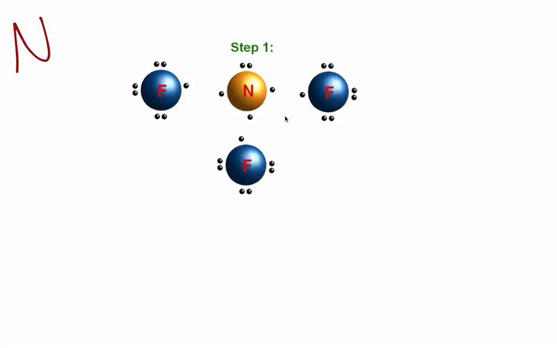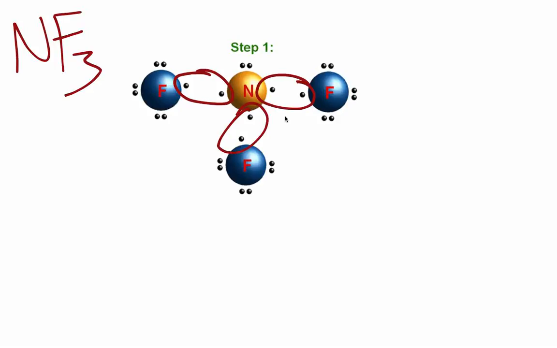Pretty clear that if we're trying to draw NF3, we can see that there's a bond here, and a bond here. So these all form single bonds. If I wrote it as a Lewis dot structure, I would write it like this.